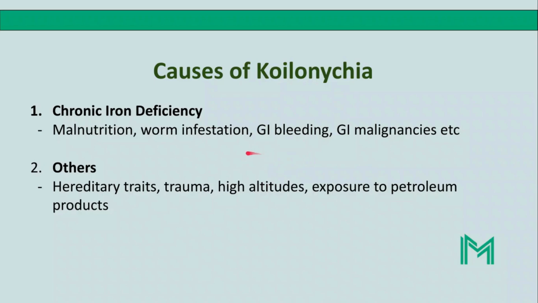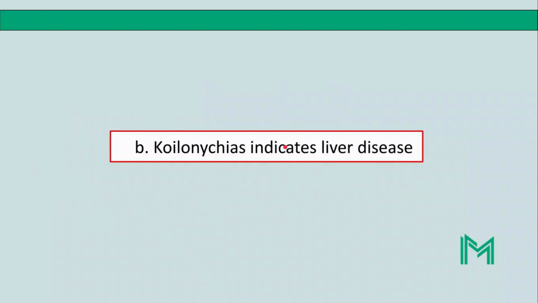Anytime you see koilonychia, think iron deficiency, and it is up to you to investigate where this iron deficiency is coming from. Is it from malnutrition, worm infestation, GI bleeding, GI malignancies, etc.? So let's go back to the statement. Koilonychia indicates liver disease. This isn't true because for liver disease, one of the classic nail manifestations we see is leukonychia, which is whitening of the nails. So what you see is leukonychia rather than koilonychia. Koilonychia is indicative of iron deficiency. So this statement is false.